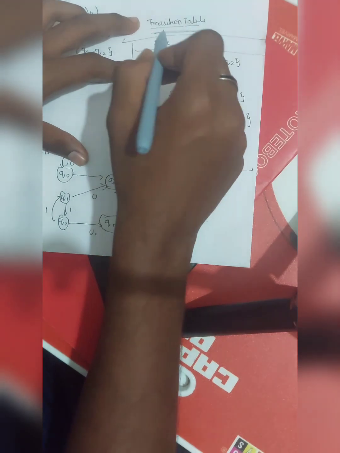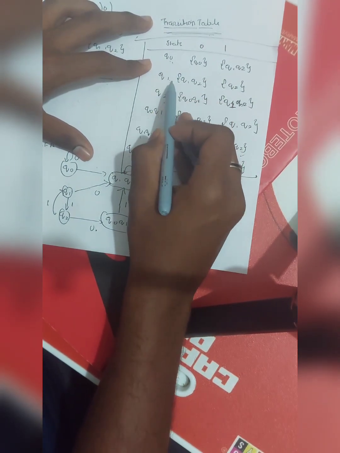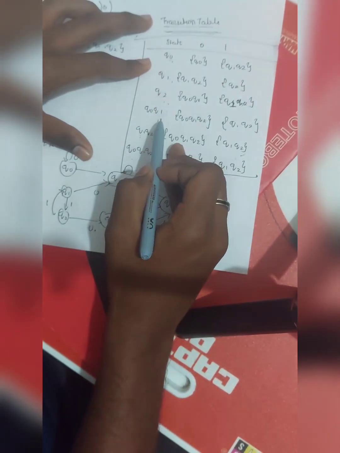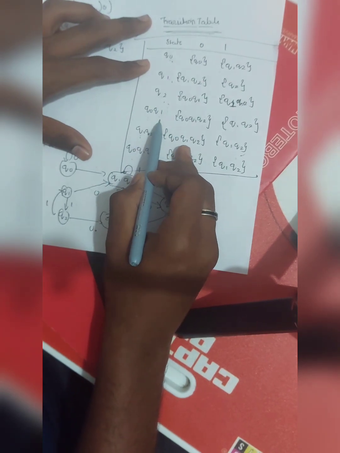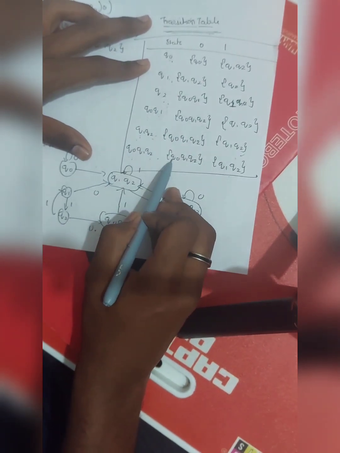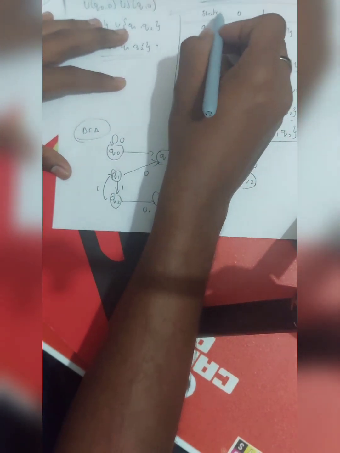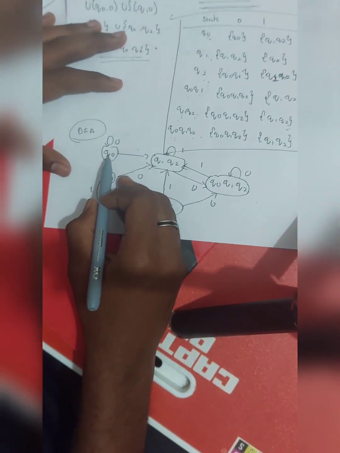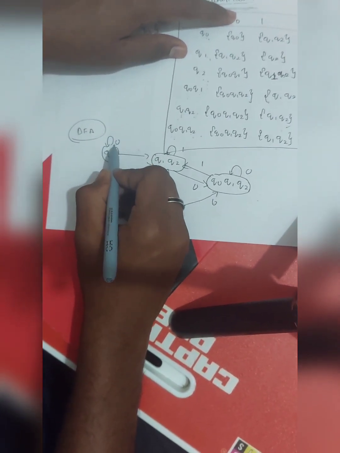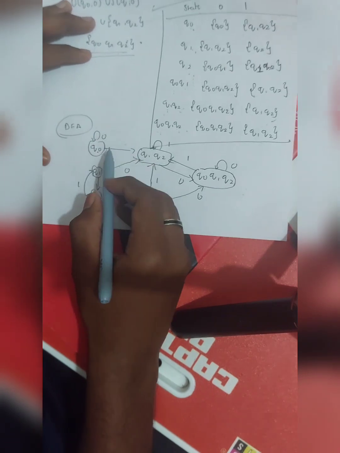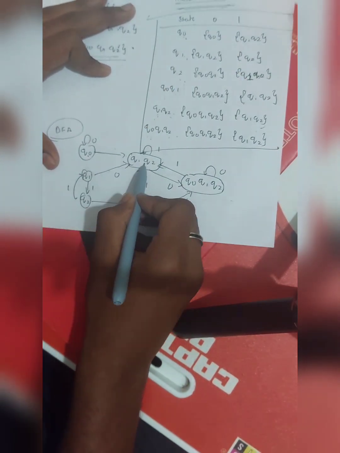In the previous transition table we had only 3 states, that is Q0, Q1, Q2. In this transition table we have got Q0, Q1, Q2, Q0, Q1, Q1, Q2, Q0, Q1, Q2. Now we should write a DFA for this transition table. Q0 with respect to 0 is a self loop, so I have written a self loop. Again check for Q0 with respect to 1. It is traveling to Q1, Q2.